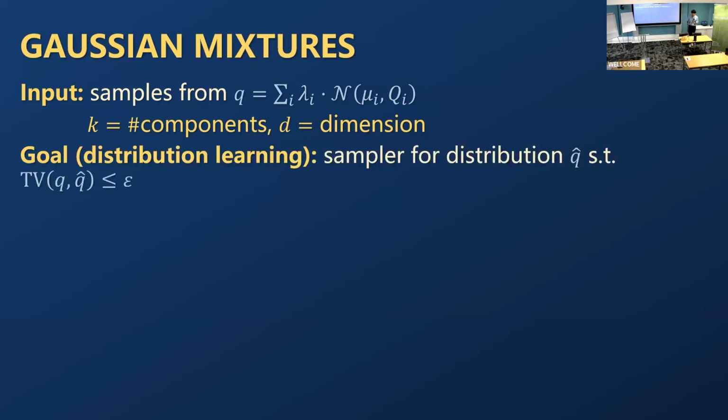And my goal is the same as usual with generative modeling. I want to take a bunch of samples and eventually output a sampler for this distribution. But of course, I can't exactly sample from Q, so my goal is to find some distribution Q hat so that Q and Q hat are close in total variation, in a statistical sense.